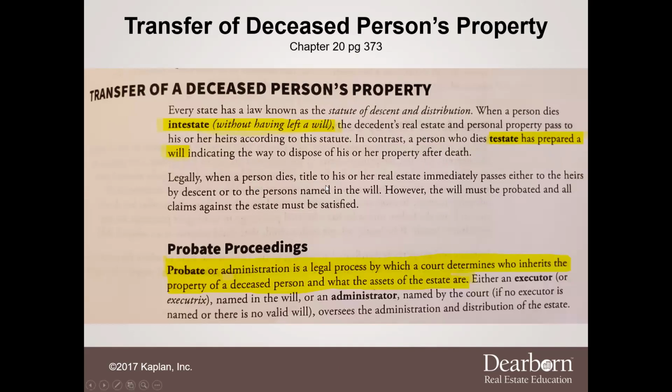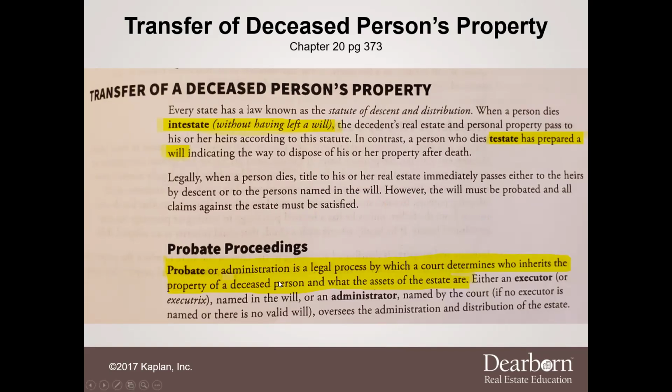So legally, when a person dies, their estate immediately passes to their heirs by descent or to a person named in a will. However, the will must be probated and all claims against the estate must be satisfied. In other words, all debts need to be paid. They're concentrating mainly there on the taxes. But yeah, anybody else that's owed money by you when you died could make a claim against your estate.